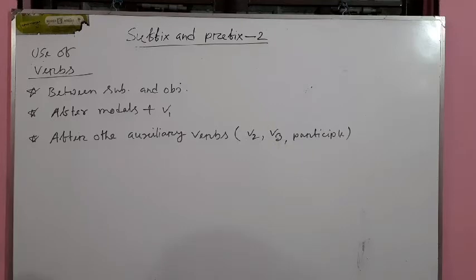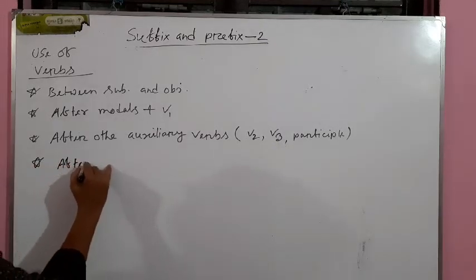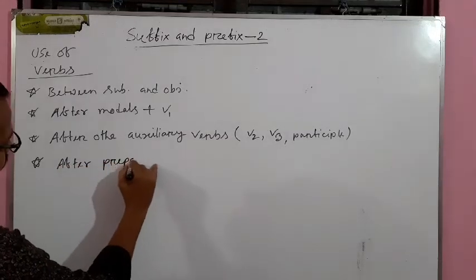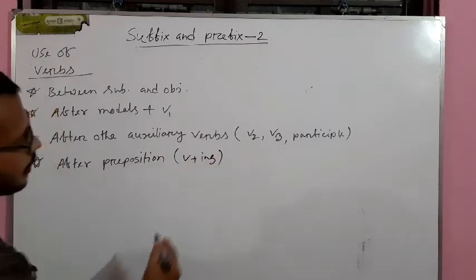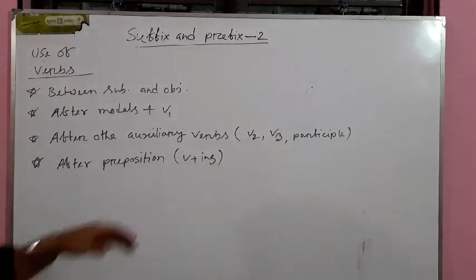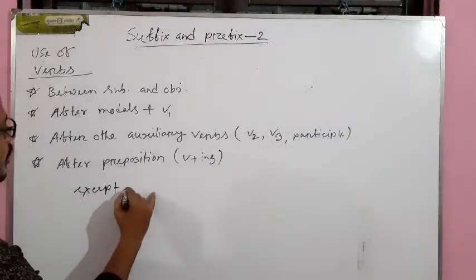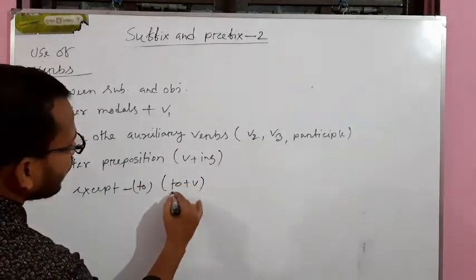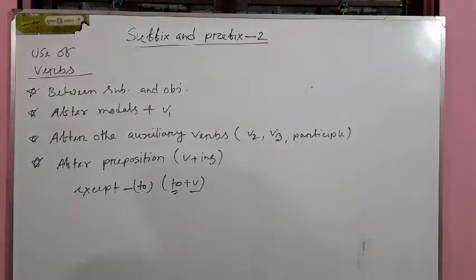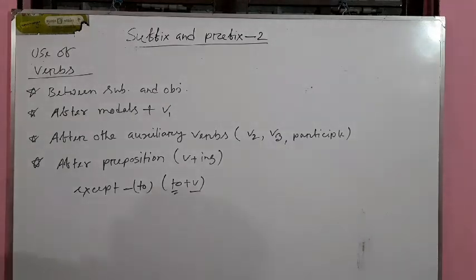Or after preposition. After preposition, P-R-E-P-O-S-I-T-I-O-N, verb plus ing. The verb will take its ing form after any preposition, except to, E-X-C-E-P-T, except to. We all know to plus verb. After to, the verb takes its base form, and this form is called infinitive. We all know this. Okay, let's go to the next part, that means adjective.